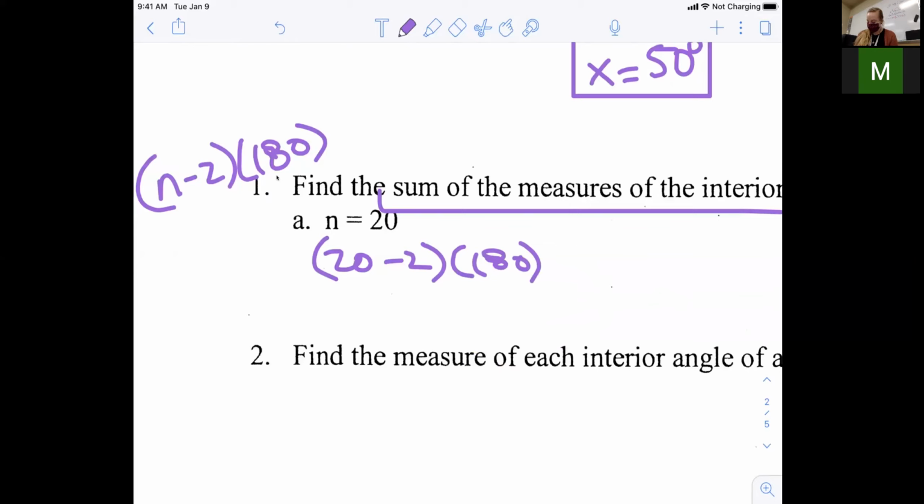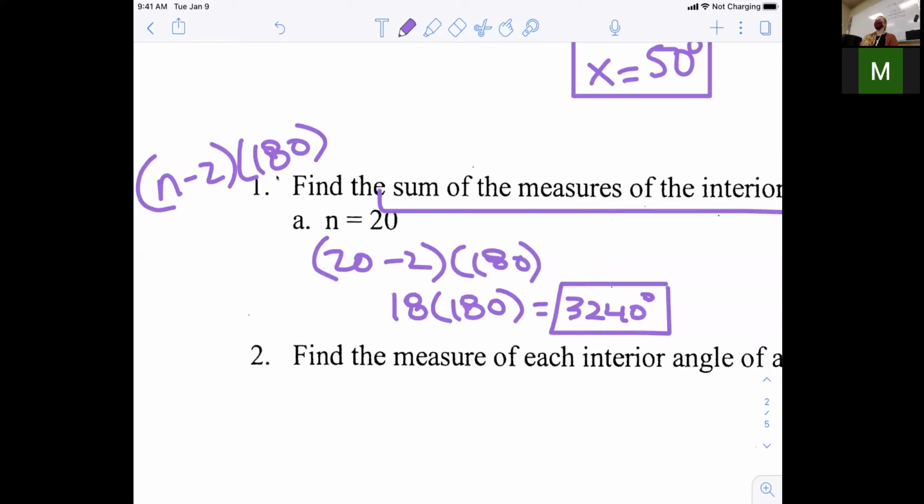20 minus 2 is 18. 18 times 180 is going to be 3,240. Again, calculating you guys should be able to do. So if that's something that's troubling for you, feel free to try that outside of class. But what I'm going to do is I'm just going to solve them just so we're not wasting any time.